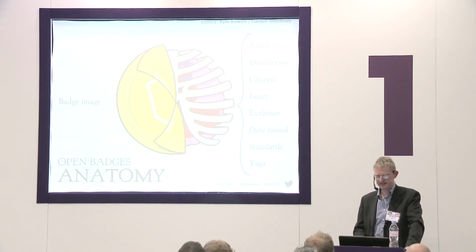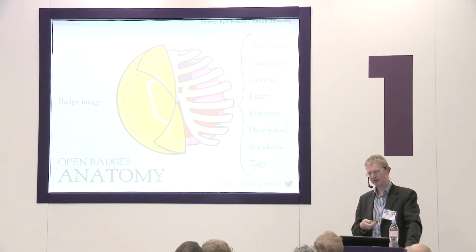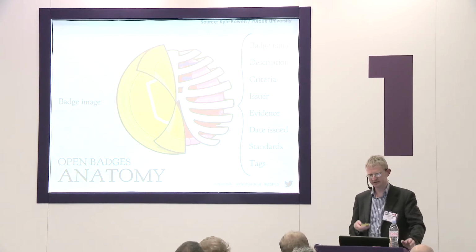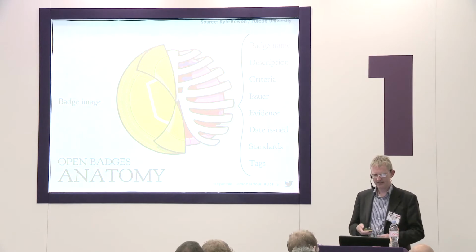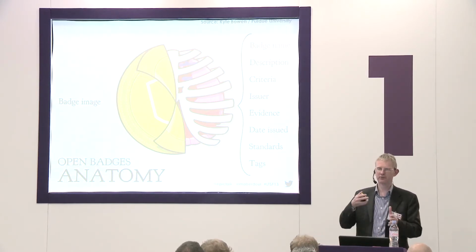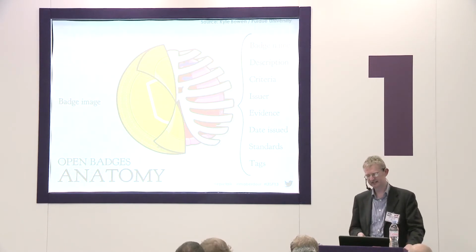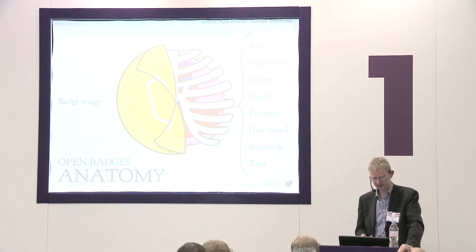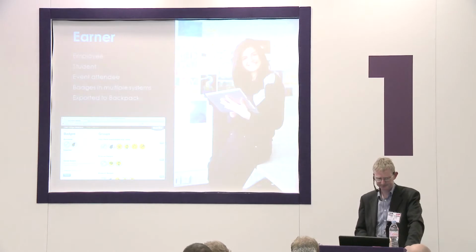So the issuer is going to have a lot of weight within how badges are perceived by employers, for example. And then things like date issued and evidence. What did you actually have to do to get that badge, and how have you evidenced that you've actually done it? So there's a lot of information that you can get. Typically on your badge page you would follow the link to get access to all this data if you're an employer, for example, looking at an online CV.